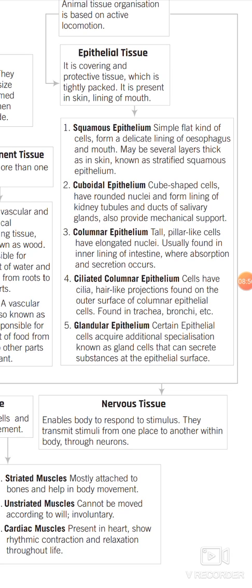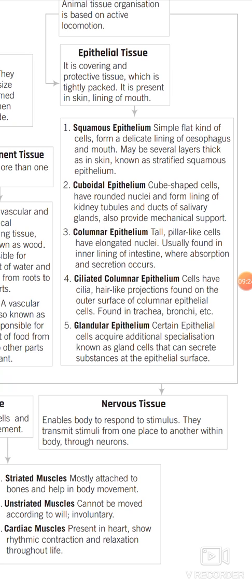And what is the function of this tissue? To provide mechanical support. To whom? To the kidneys and salivary glands. Okay, now the third type of epithelium is columnar epithelium. Of course, columnar means column-like cells are present. The cells in this tissue are tall pillar-like cells with elongated nuclei. Where are they found? They are found in the inner lining of the intestine.